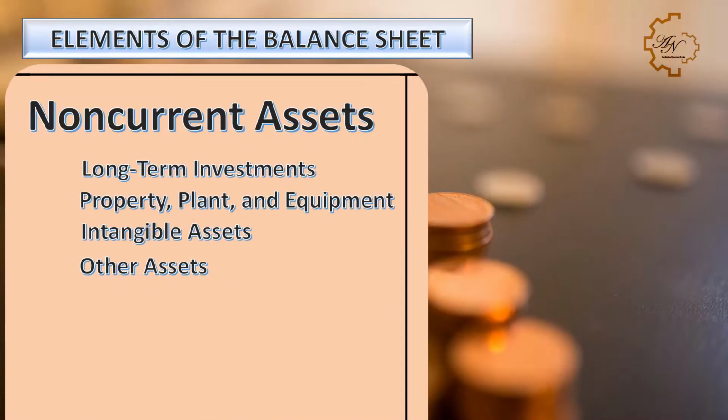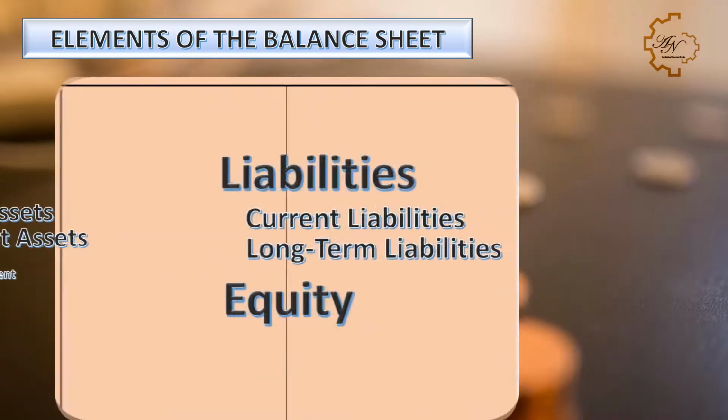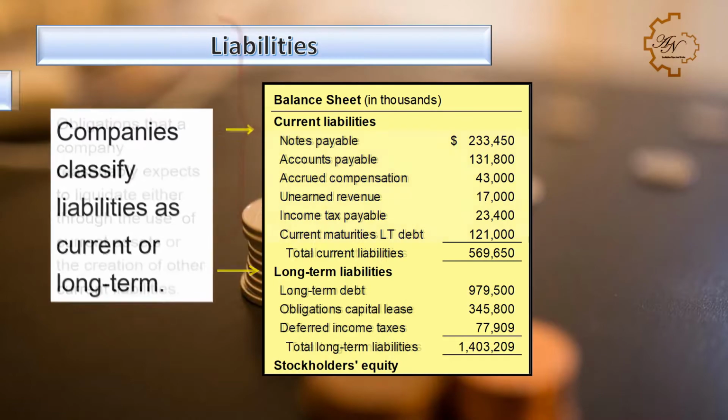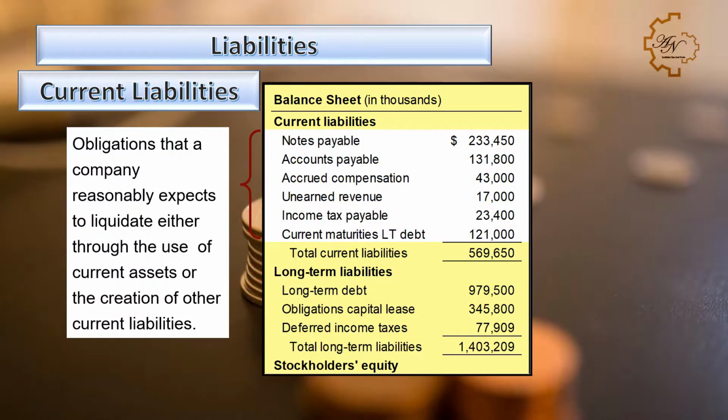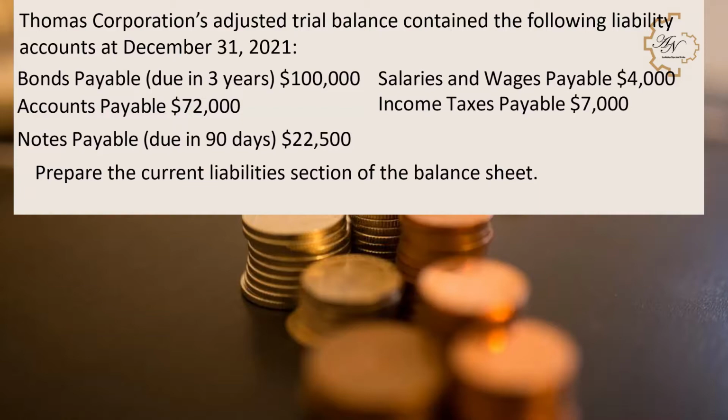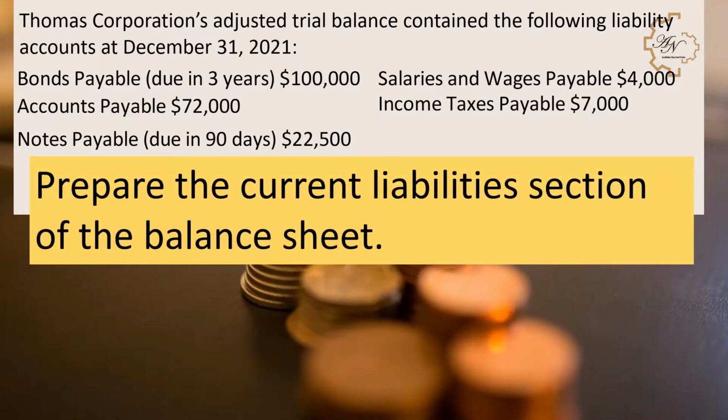Let's move to the liabilities. Companies classify liabilities as current or long-term. Current liabilities. Obligations that a company reasonably expects to liquidate either through the use of current assets or the creation of other current liabilities. For example, Thomas Corporation's adjusted trial balance contained the following liability accounts at December 31, 2021, and the instruction is prepare the current liabilities section of the balance sheet.